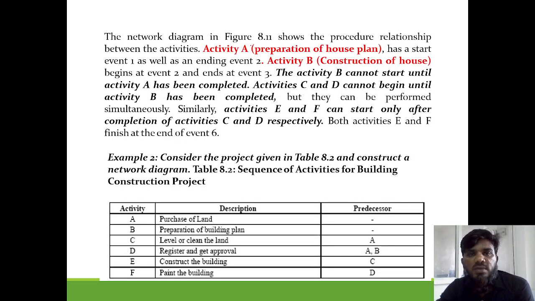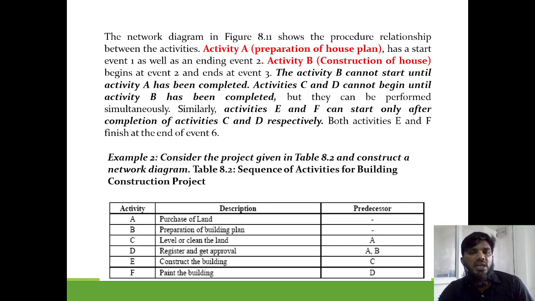So the network diagram in figure 8.11 shows the procedure relationship between the activities. Activity A, preparation of house, has events 1 and 2 as ending. Activity B, the construction of house, begins at the end of 2 and 3. The activity B cannot start until the activity A has been completed. Activity C and D cannot begin until B has been completed, but they can be performed simultaneously.